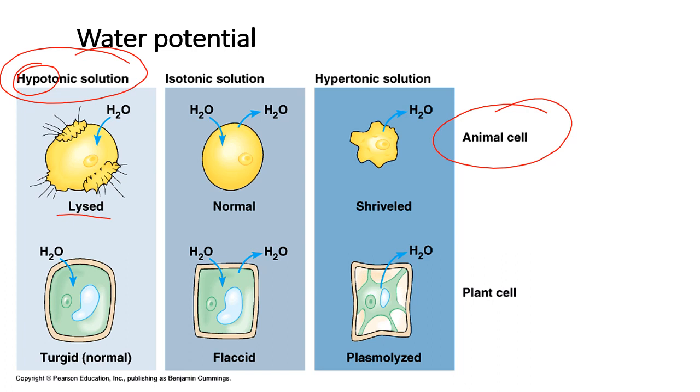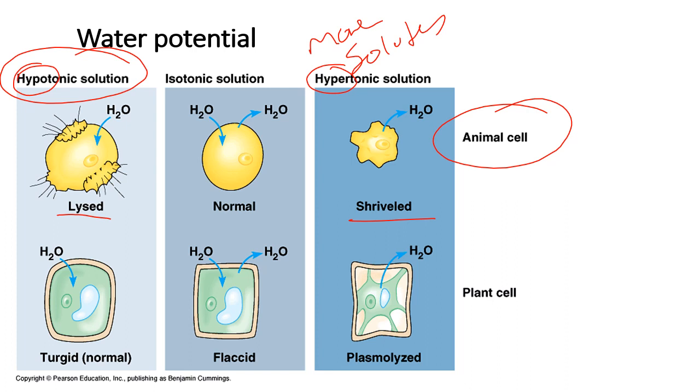If you place the animal cell in an isotonic solution, it will just remain the same because you've got the same water potential inside and outside of that cell. If you place the animal cell in a hypertonic solution, again, remember that hyper means more. So we've got more dissolved solutes in the solution. Then water is going to want to move down the water potential gradient out of the cell, and your cell is going to become crenated or shriveled.